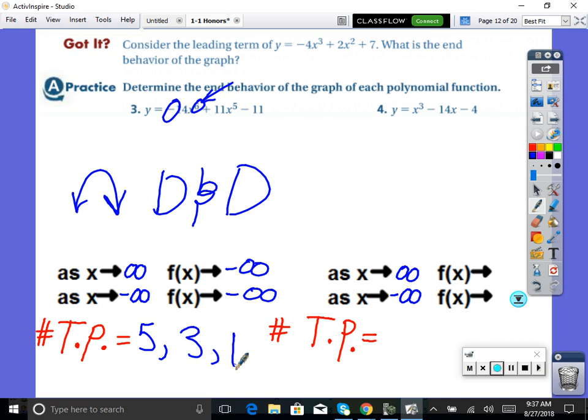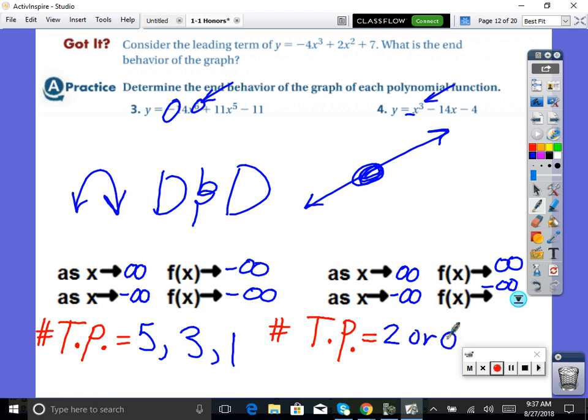Okay, good. And then right here, we would say it's odd, so it's opposite. It's positive, so like this. Positive line I just drew in. It doesn't matter that it's not a line because we're just talking end behavior. As x goes to infinity, f of x goes to infinity. As x goes to negative infinity, f of x goes to negative infinity. The highest number of turning points this one could have: 2 or 0. Okay, good.